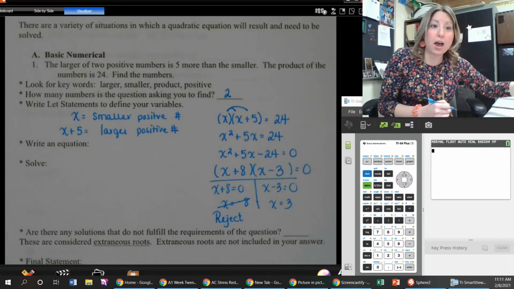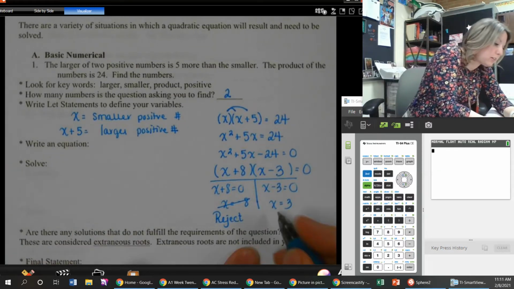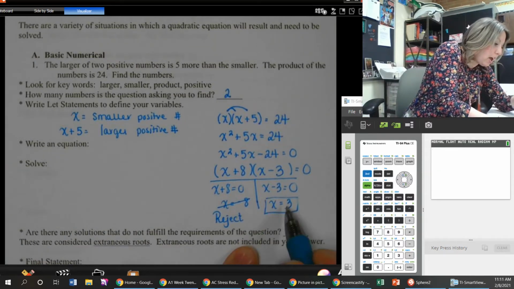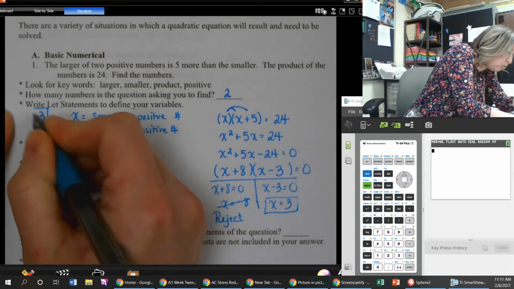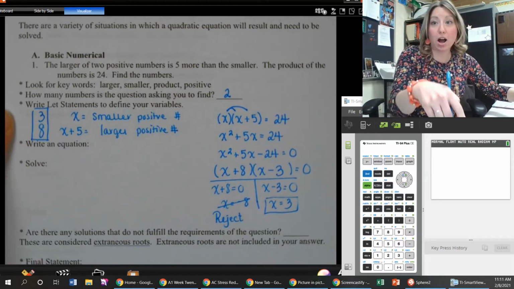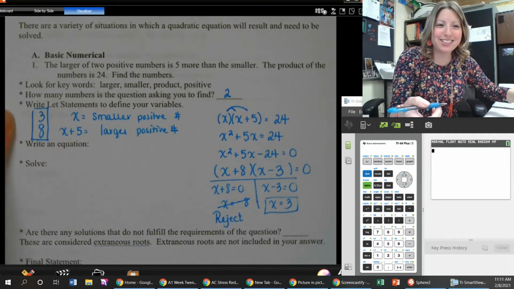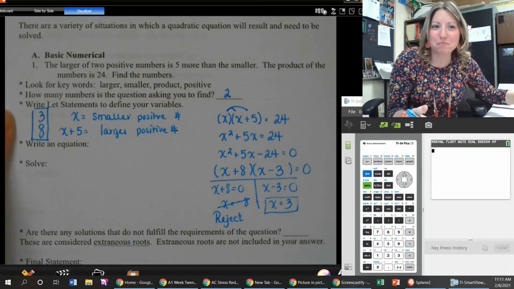So that means that x has to be 3, and 3 plus 5 is 8. And do these two positive numbers' product, meaning multiply, give me 24? Yes.